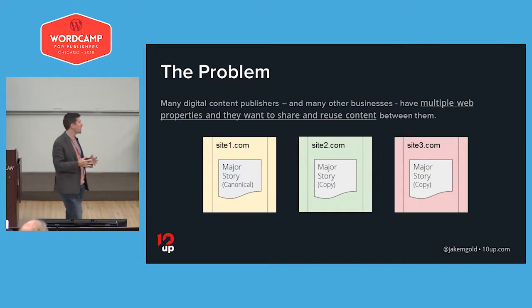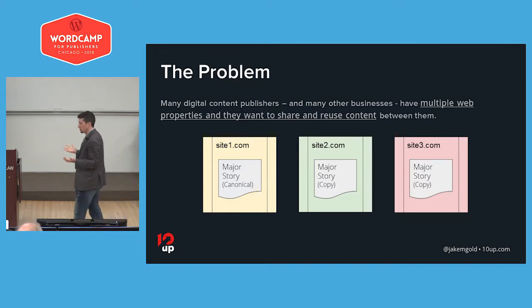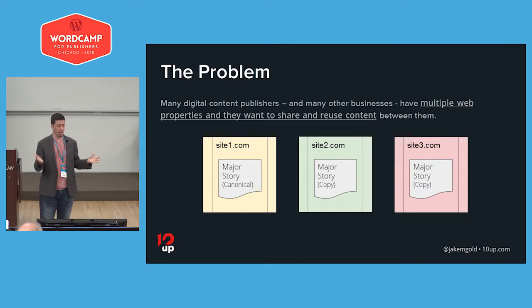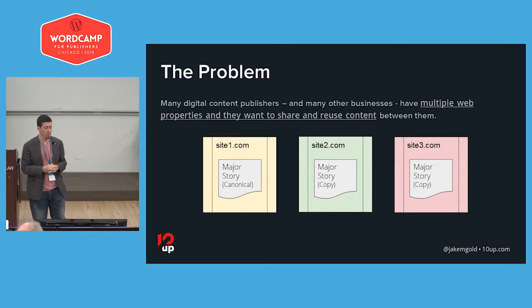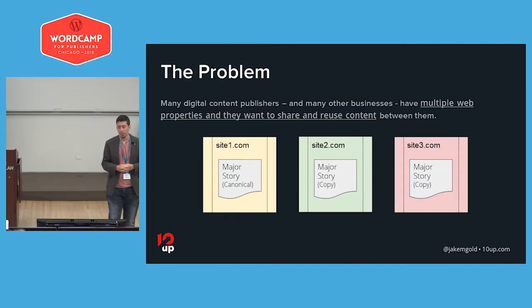So my incredibly complex graphic up here shows the concept that there's a major story, maybe it's a national story, maybe it's a story that has broad interest and appeal across multiple publications on one site, which becomes a canonical version of a story, and then there are copies of that story sent to multiple publications for sharing and syndication.